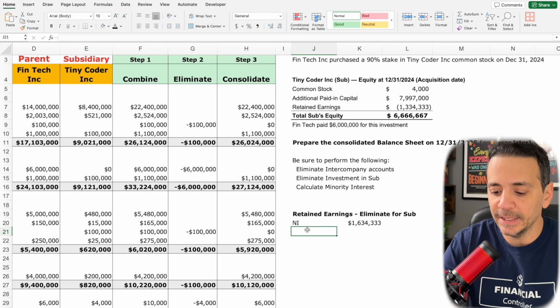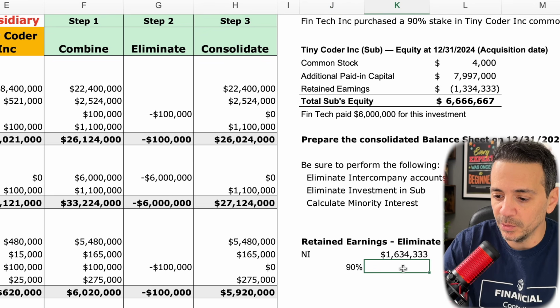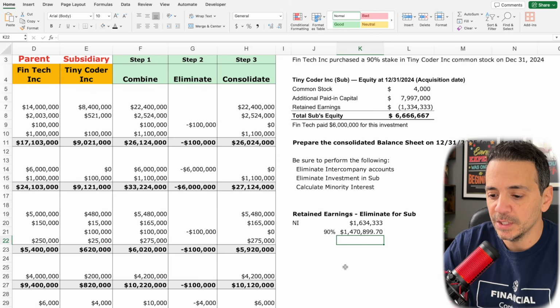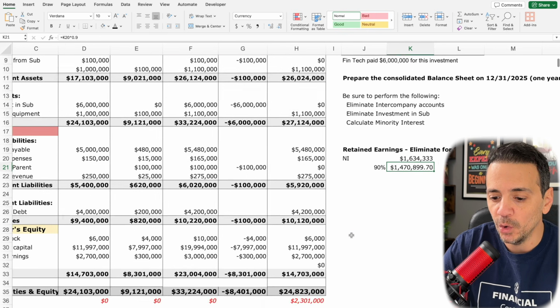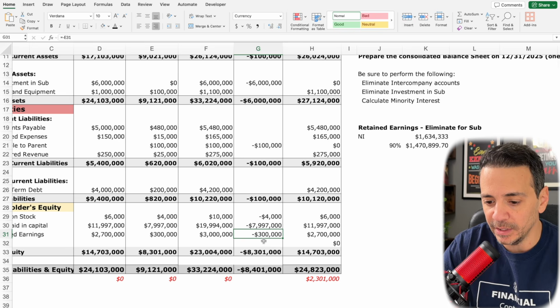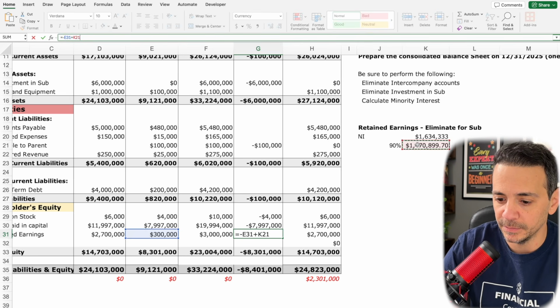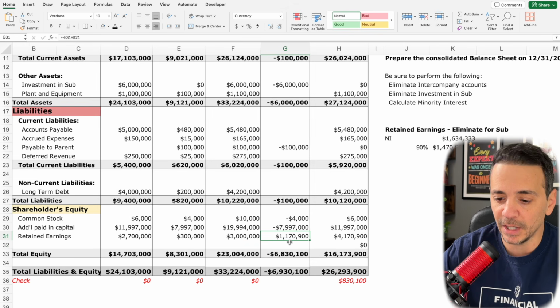So we'll go ahead and calculate 90% of this amount. So 90% is going to be equal to this number times 0.9. Okay, so that means the interest that the parent has in this retained earnings is $1.47 million. We're going to, additionally to the $300,000 here, eliminate another 1.47, so we're going to say plus this number. So the elimination of retained earnings is $1.17 million.